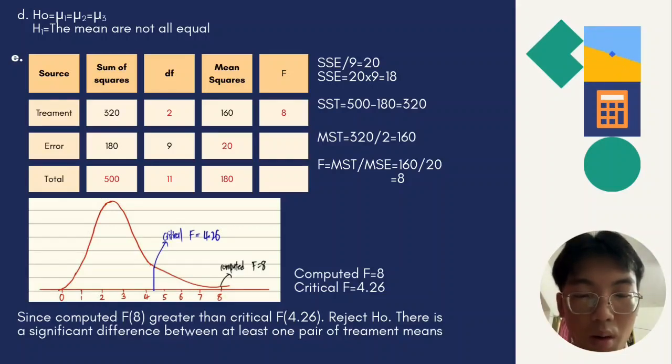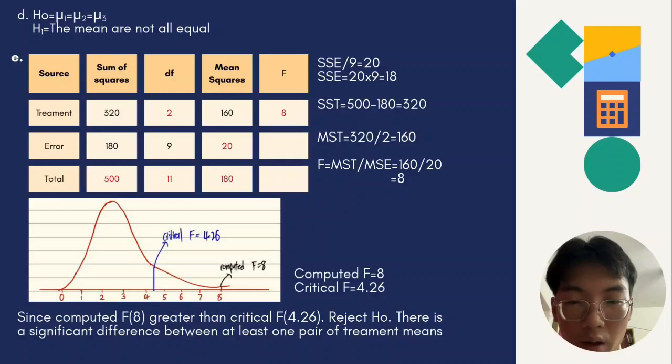So before that, we need to complete the table first. So we need to find SSE. So SSE divided by 9 equal 20. So SSE is 20 times 9 equal to 180. And SST we need to use the 500 minus 180. So we can get this is 320 and 20. So the MST we can find it is 160.